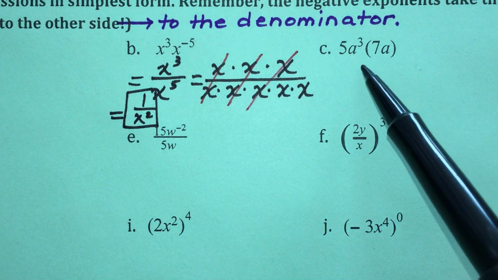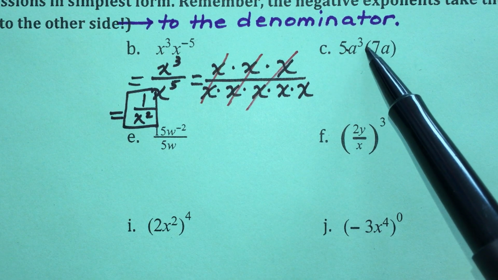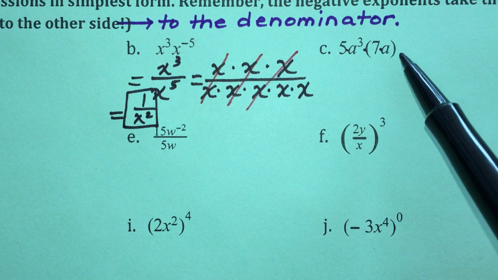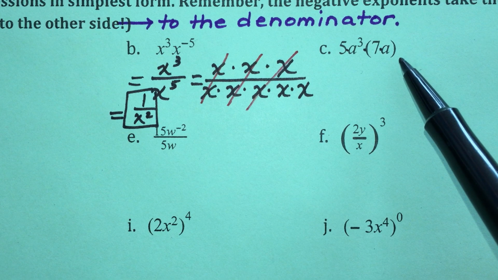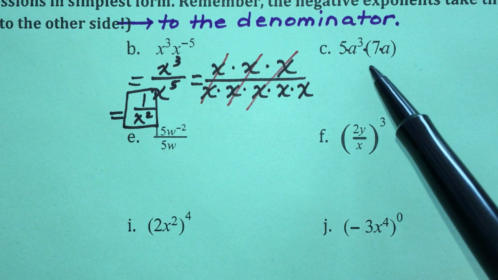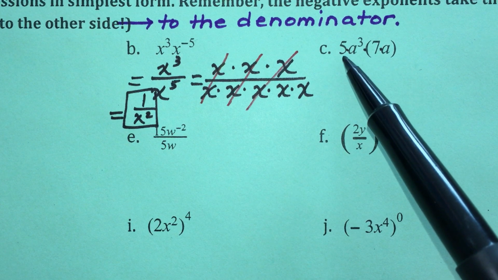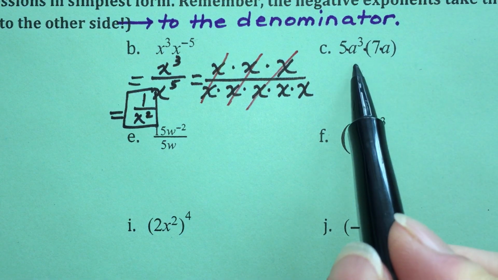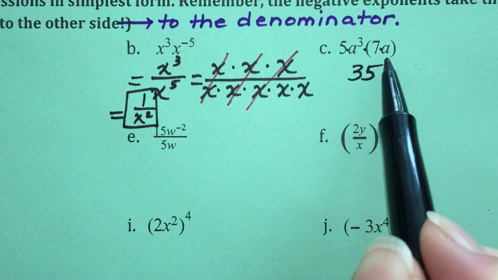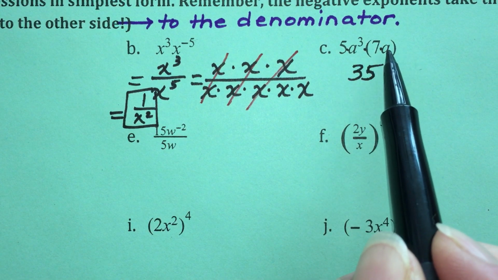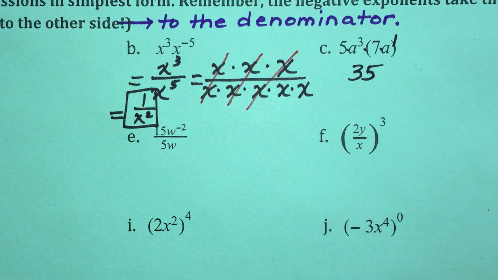In the next problem, we have a 5. These are all being multiplied, first of all, so just remember that. Even though there are parentheses, that doesn't really matter when it comes to multiplication, when there's no addition or subtraction going on. So we can combine like terms. We have a 5 and a 7. 5 times 7 is 35. And we have a cubed and just an a, which would be a to the first.